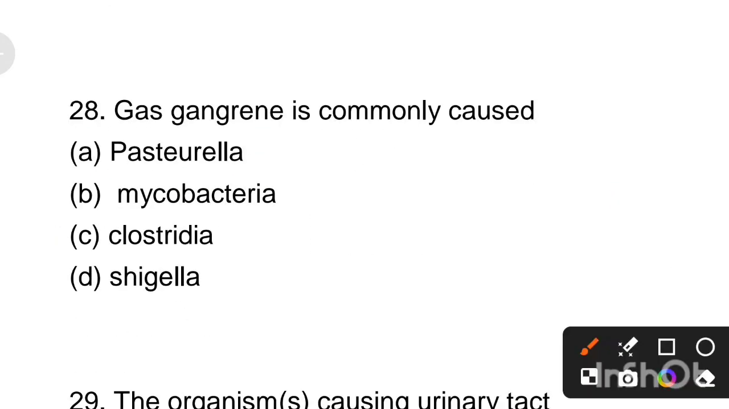Next question. Gas gangrene is commonly caused by option A, Pasteurella, option B, Mycobacteria, option C, Clostridia, option D, Salega. Correct answer is option C.